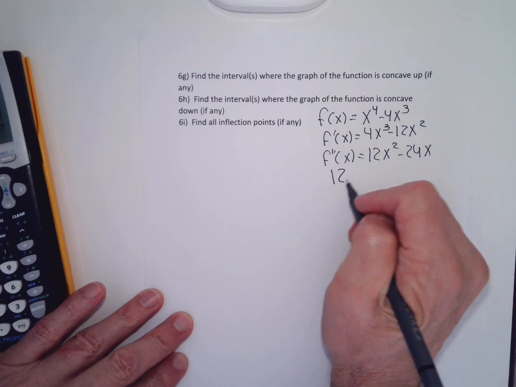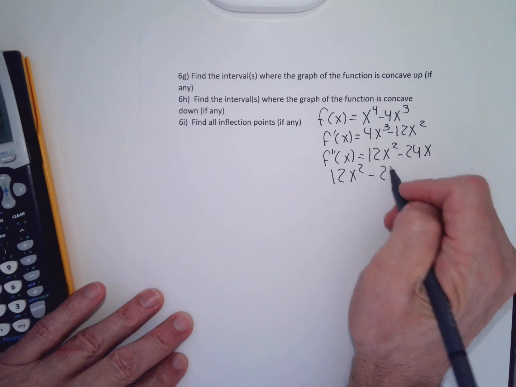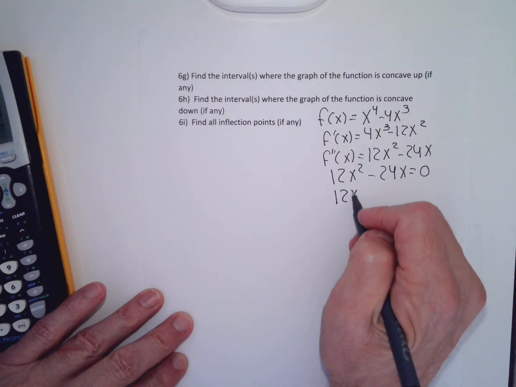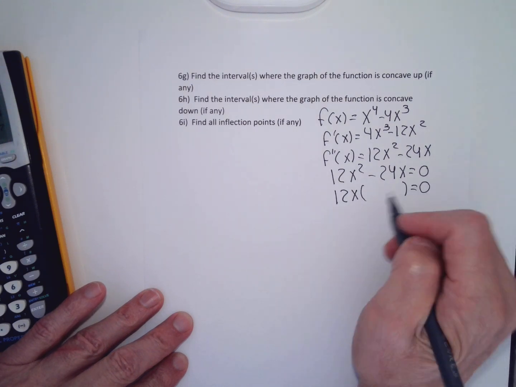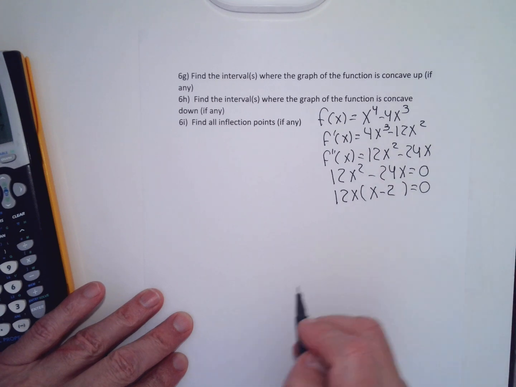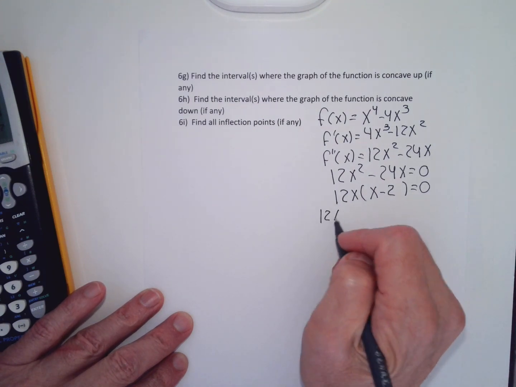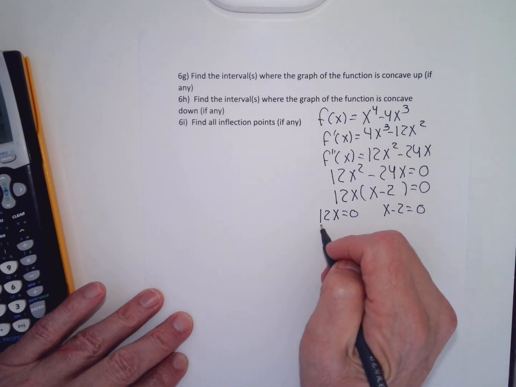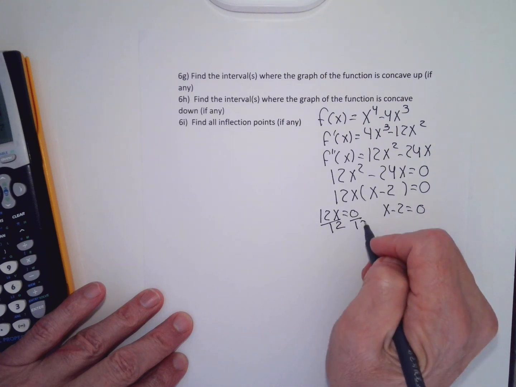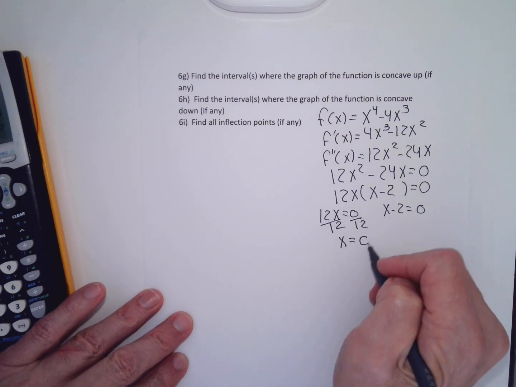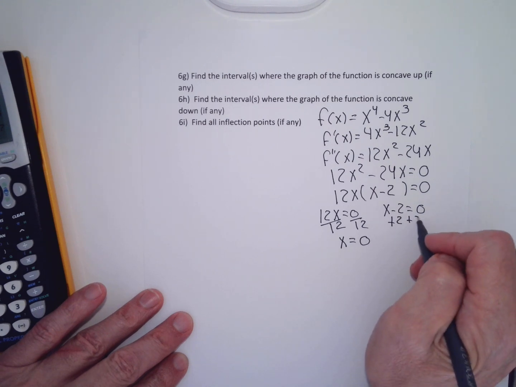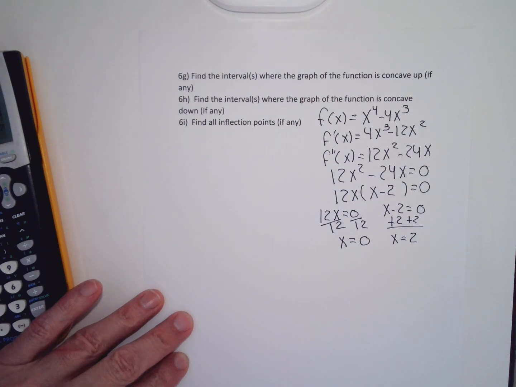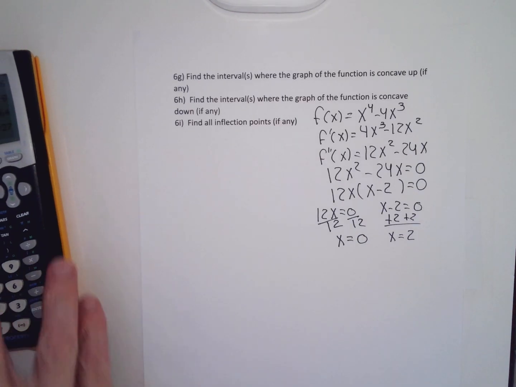I'm going to get the critical number by taking the second derivative and setting it equal to 0. Solve by factoring. I'm going to pull out a common factor of 12x. When I factor out a 12x, I'm left with an x minus 2. I'll set the factor of 12x equal to 0, the factor of x minus 2 equal to 0. For the factor of 12x, I divide by 12 on both sides and get x equal to 0. For the factor of x minus 2, I add 2 to both sides and get x equal to 2. So now I make my number line that has the infinities, 0 and 2.